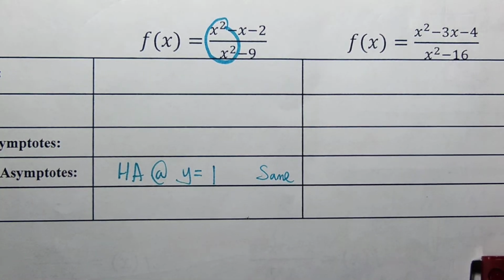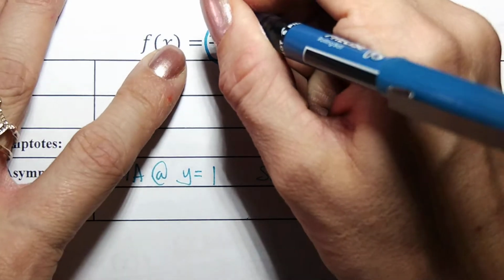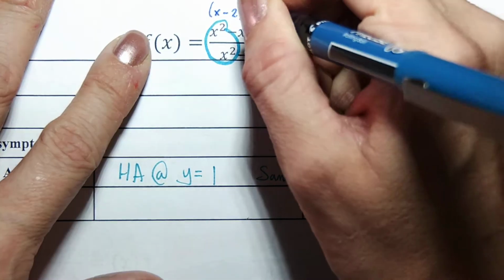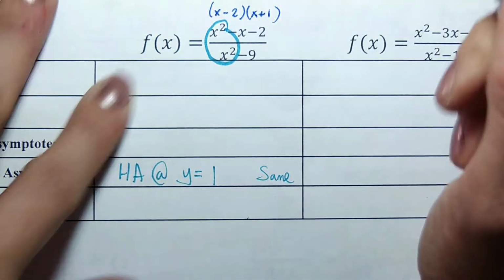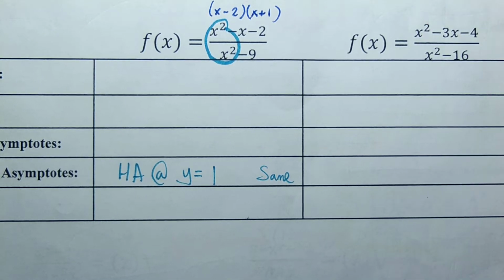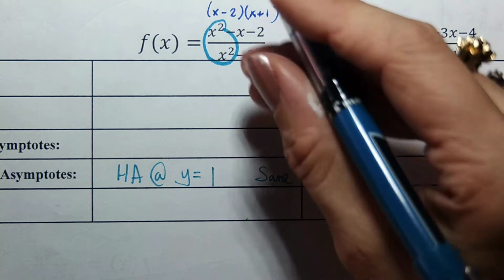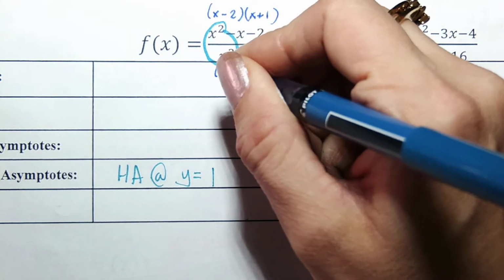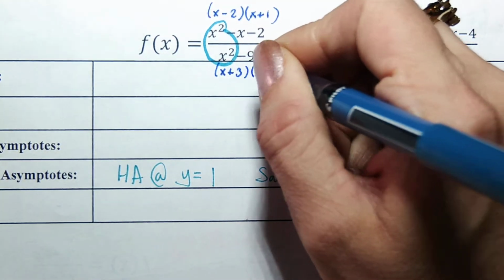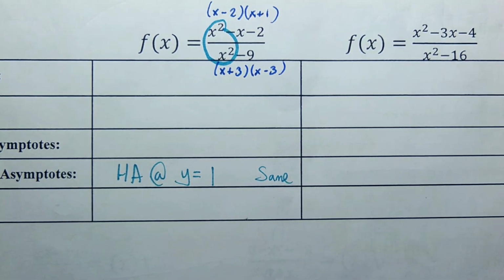See, a product of -2 and a sum of -1. That would be x minus 2 and x plus 1. And then, can I factor x squared minus 9? Yes, indeedy. We've got x plus 3 and x minus 3. Difference of squares.